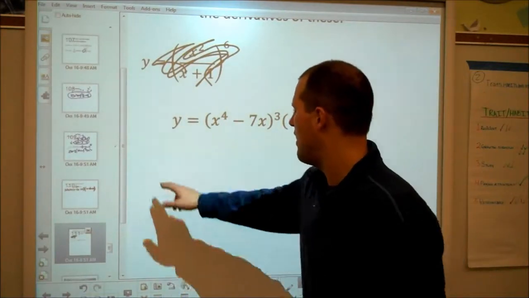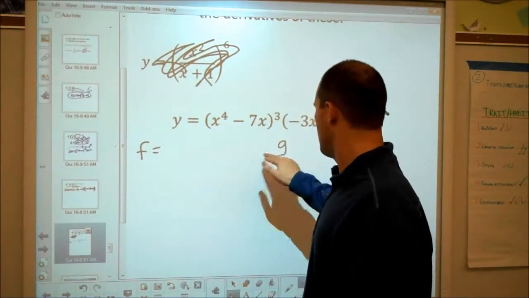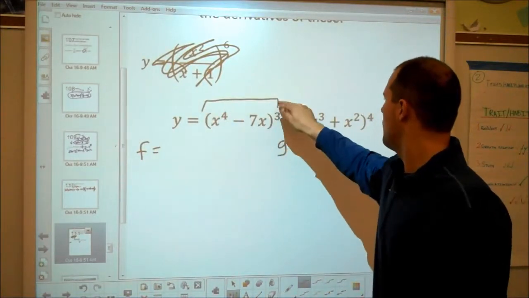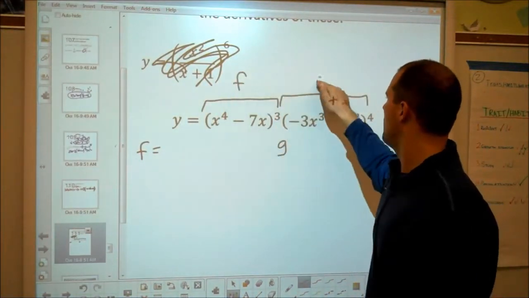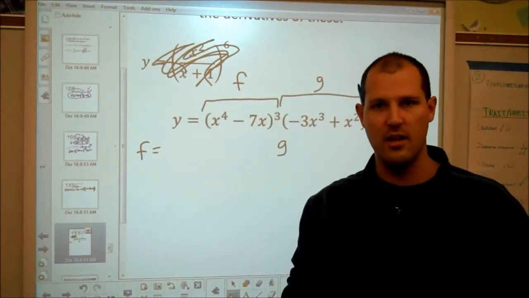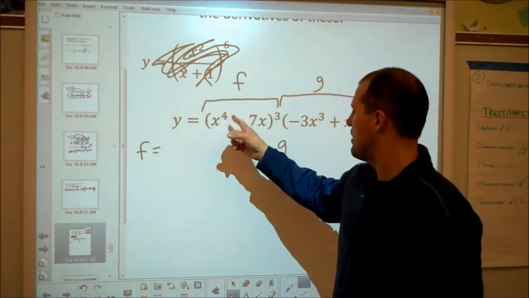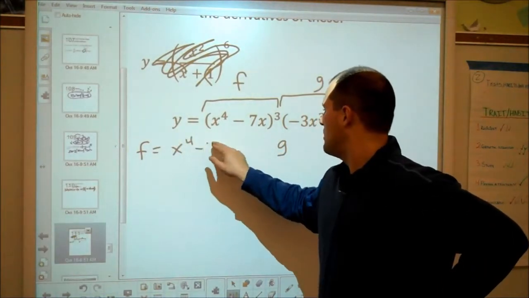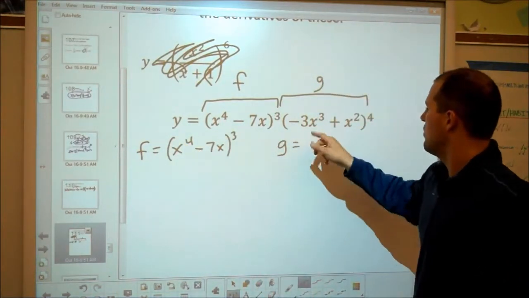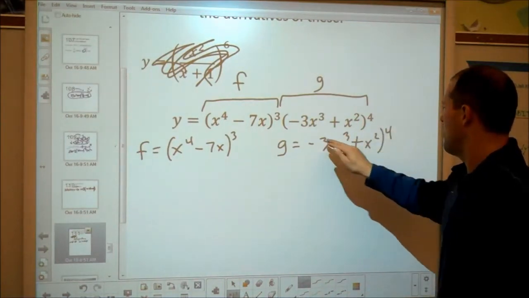And here's what I mean by that. When you try to write down your f function and your g function, are you able to do it? So let's try it. Looks like I have something multiplied by something, that's probably f and g, and that captures every symbol in this function. So that indicates to me that the product rule is the right way to approach this. So let's write this down. x to the 4th minus 7x quantity cubed. And let's get this one, negative 3x cubed plus x squared to the 4th.